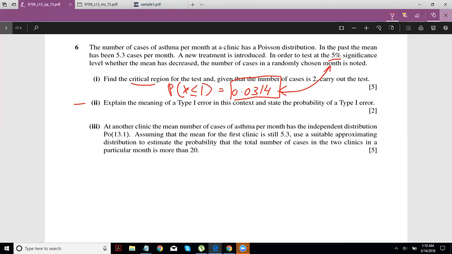In a continuous case, your significance level would have been the probability of the rejection region. It would have simply been 0.05. It's not so in this case.